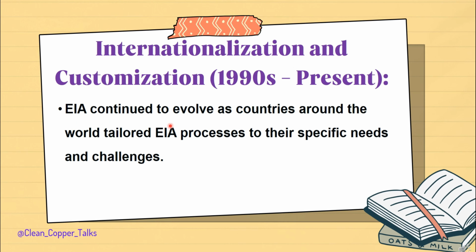With internationalization and customization, EIA continued to evolve as countries around the world tailored EIA processes to their specific needs and challenges. Since the World Bank and different United Nations conferences such as the Rio conferences emphasized EIA, every country started implementing environmental impact assessment before granting environmental clearance to any new project, and each country tailored the EIA processes according to their needs. It was not uniform throughout all the countries, but it was common that all the countries now started emphasizing environmental impact assessment.